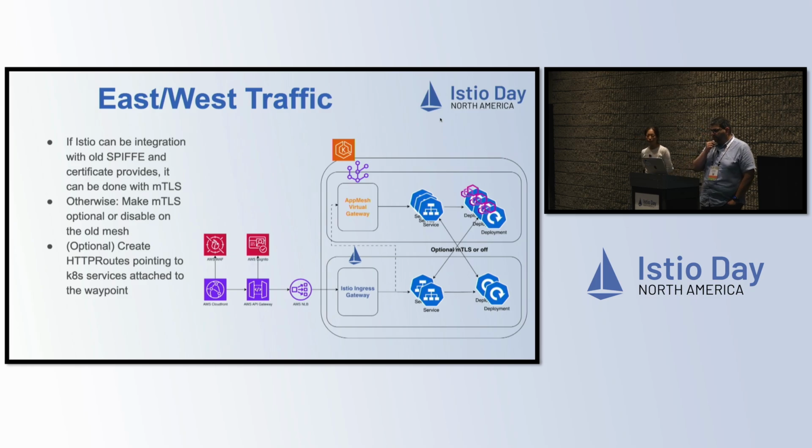After that, for the north-south traffic, because there is no actual integration between AppMesh and Istio, we ended up disabling the mTLS, or making the mTLS optional, for the Istio side. This is because we can just provide a single SPIFFE and certificate manager and the certificate providers to make the mTLS happen. And also for the east-west, we can optionally deploy a waypoint gateway. This will help us to do some kind of L7 capabilities like the weighted shifting for the services and to do canary releases.